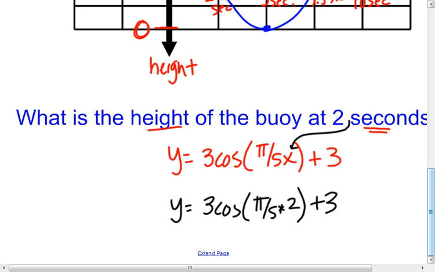Let's see. I'm using my calculator that I have. I'm not going to pull up my screen one because it'll take too long, but you're going to put in cosine at pi over 5 times 2, and then add 3 to that. And you should get about 3.93 feet.